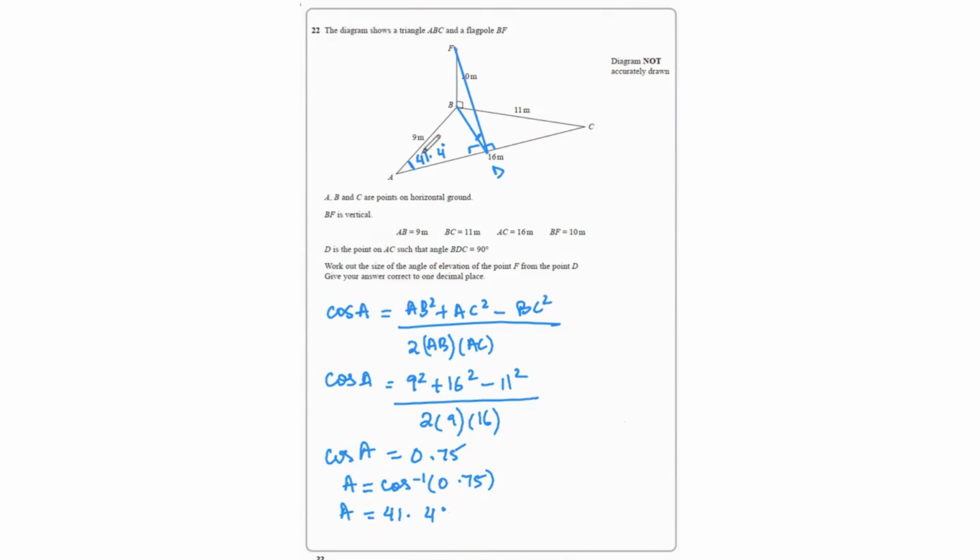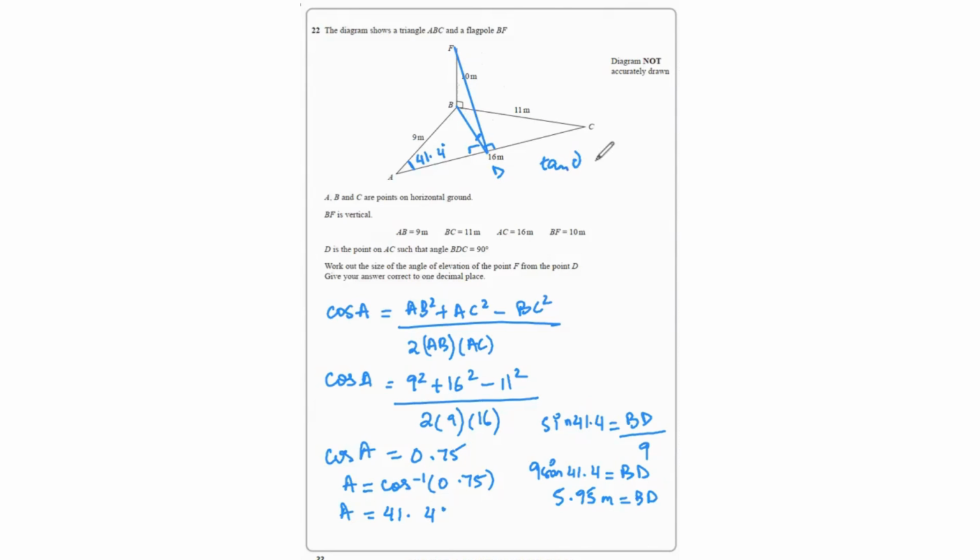We have the angle, we have the hypotenuse, so we'll use sine. So since BD is the opposite of this triangle, we have the angle, we have the hypotenuse, so we'll use sine of 41.4 equals BD over 9. So 9 times sine 41.4, which gives us 5.95 meters for BD.